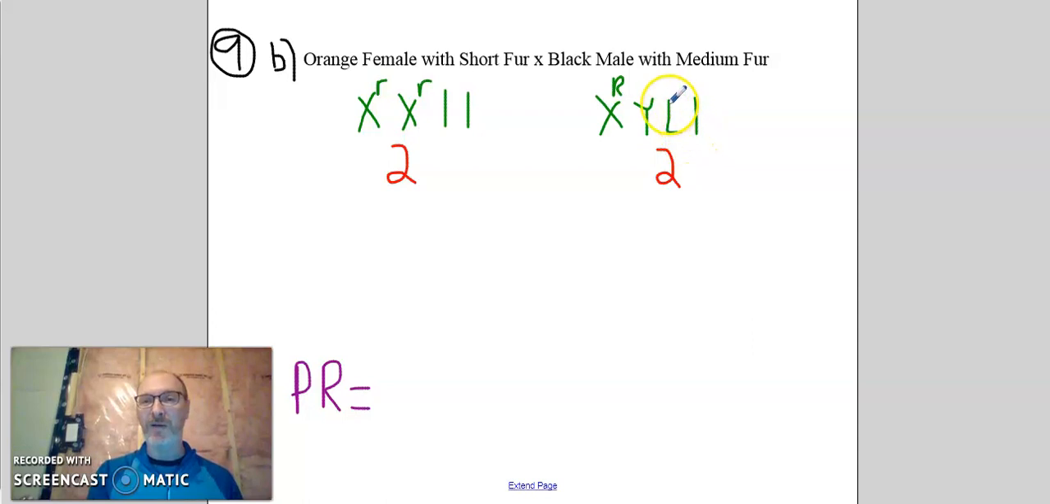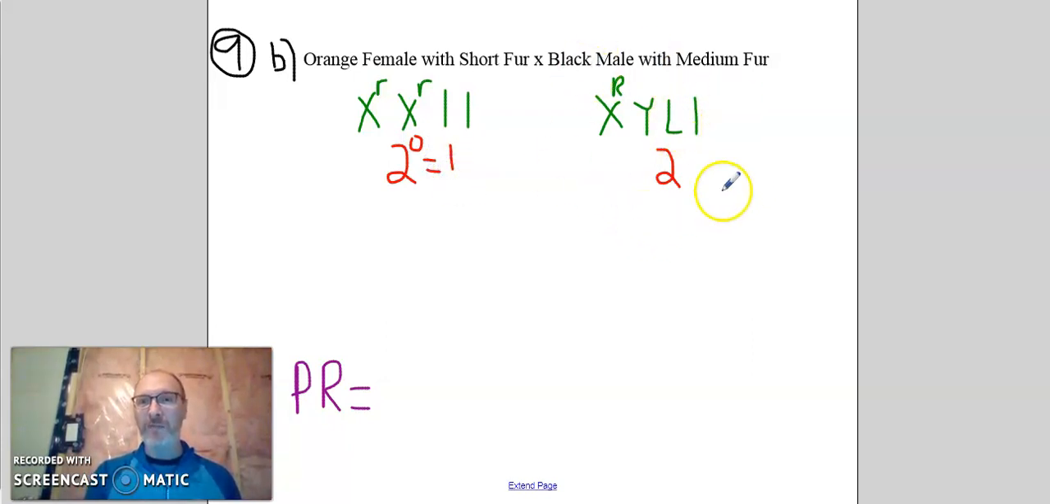And so we have to have a big L, little l. Now, we have to do 2 to the n. Remember, n is the number of heterozygous genes found in the genotype. And when we look at the female here, the X chromosomes are homozygous, as are the L's. So our n here is going to be 0, and we're only going to get one possible gamete from that female.